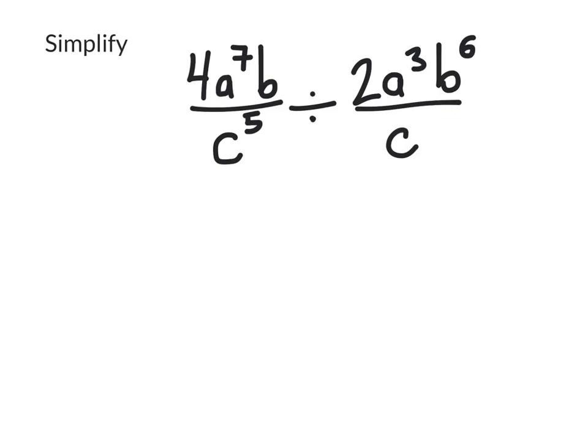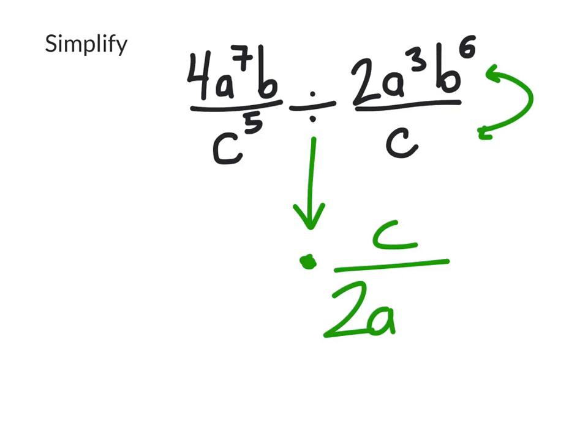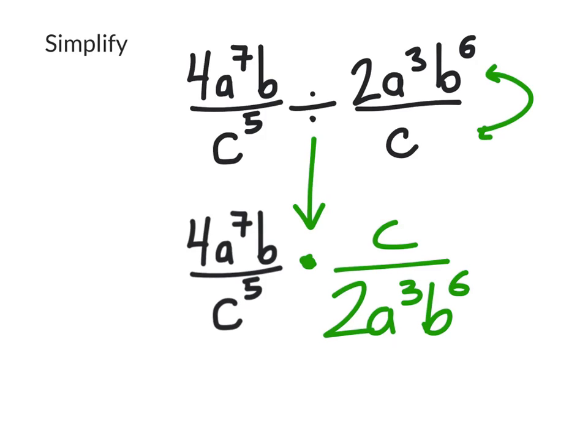Now for me, I don't like dividing fractions. In fact, I never do. I always change this into multiplication. But if I do, I need to reciprocate the divisor in this case. So that now flips to be c over 2, a to the power of 3, b to the power of 6. So that changes this problem into 4a to the power of 7 times b all over c to the power of 5 times that green quantity right there.